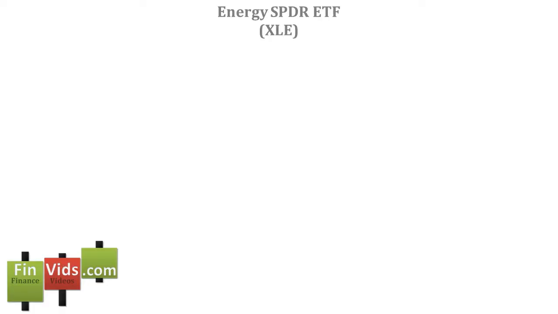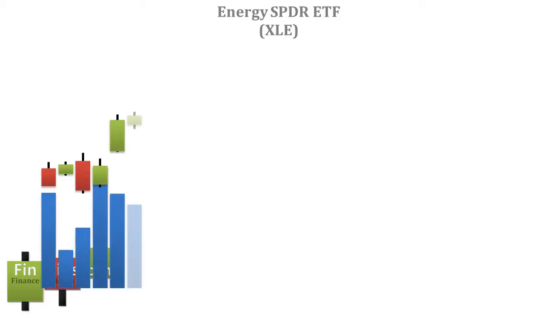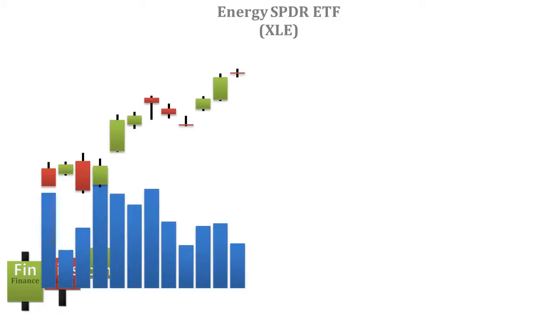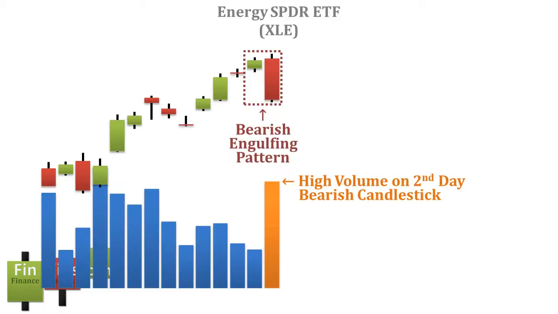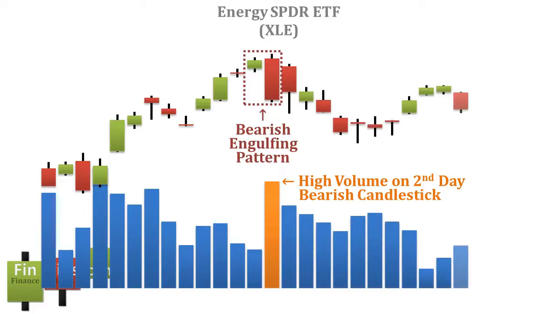Below the video at finvids.com are listed 5 traits that increase the effectiveness of the bearish engulfing pattern. One of those is that the second day bearish candlestick should be on high volume. This chart of the Energy Spider ETF illustrates that. So we have the small bullish candlestick with low volume, followed by a large bearish engulfing pattern, second day candlestick, on massively high volume compared to the previous days.